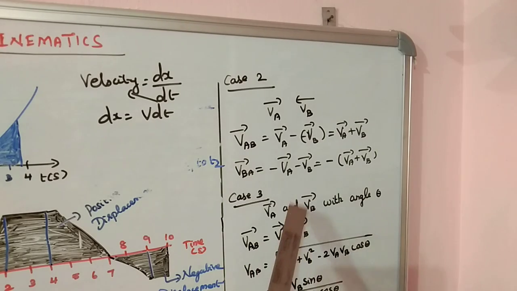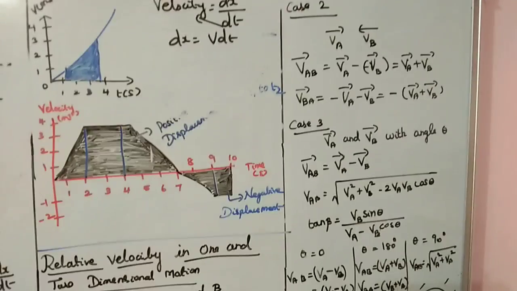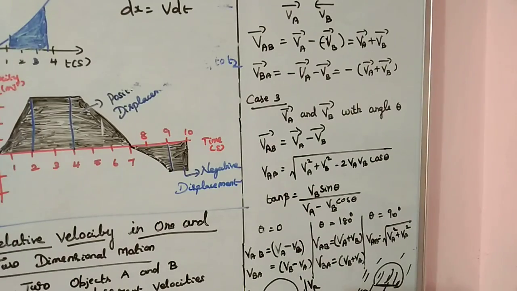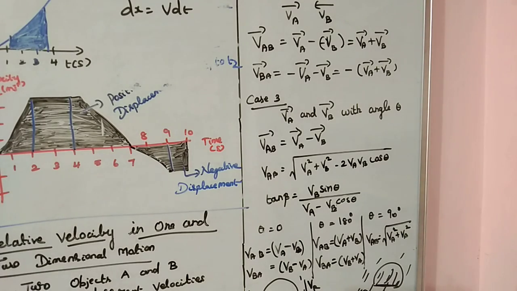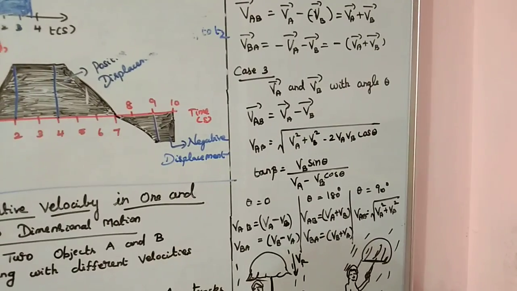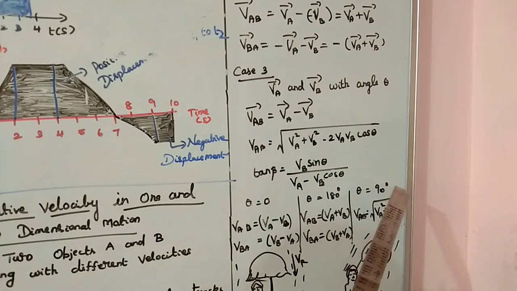And in case 3, VA and VB are at an angle theta. If VA moves at an angle theta with VB, VAB equals VA minus VB, and the magnitude of VAB is given by VAB equals root of VA squared plus VB squared minus 2 VA VB cos theta. Tan beta, the angle between these two vectors, equals VB sin theta by VA minus VB cos theta. In the third case, we consider 3 values of theta: theta equal to 0, theta equal to 180 degrees, and theta equal to 90 degrees.